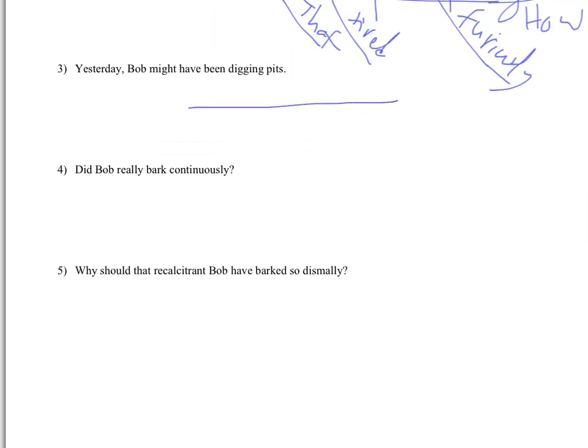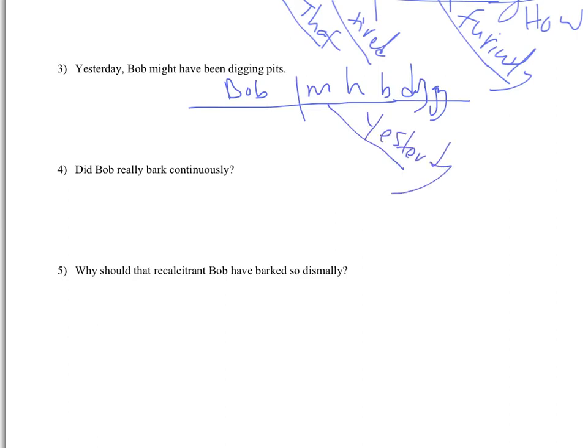Let's look at number 3. Yesterday, Bob might have been digging pits. Bob, might have been, main verb, digging, pits, yesterday. Yesterday explains when. It's an adverb. When was Bob digging pits? Yesterday. Now, this last word, pits, it's a direct object, and we'll get more into this later. But the direct object is important. It goes on the main line. So I'm going to draw a smaller line like that. It doesn't pass the important line. And pits goes right here.